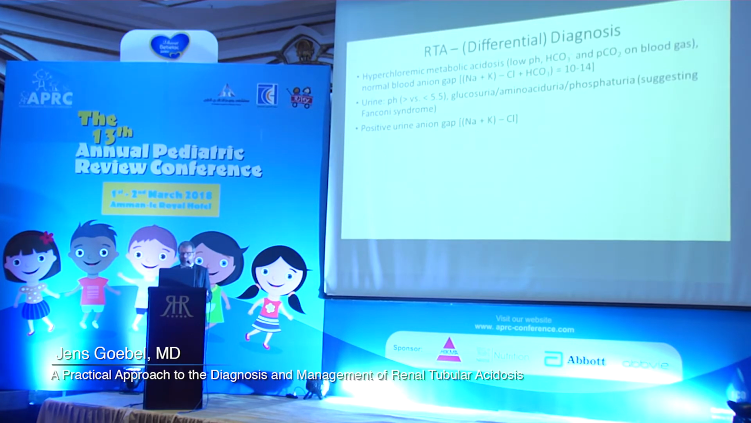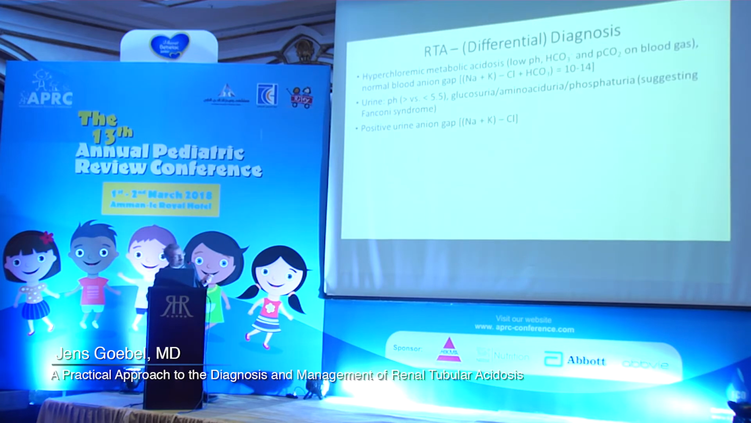Differential diagnosis: how do you diagnose RTA, and then how do you figure out what type of RTA you're dealing with? Well, we already mentioned that there's typically a hyperchloremic metabolic acidosis on your blood work. If you get a blood gas, you should see a low pH, a low bicarbonate level, and a low PCO2, suggesting there's some attempt at respiratory compensation for that metabolic acidosis. And then obviously there should be a normal blood anion gap, and I've listed here what a normal blood anion gap is and how you calculate it.